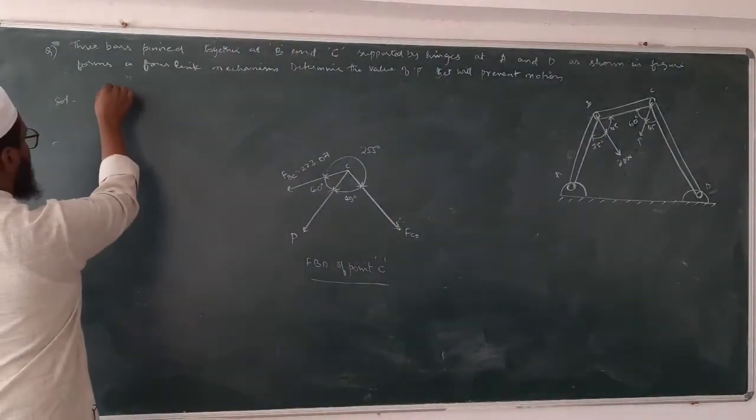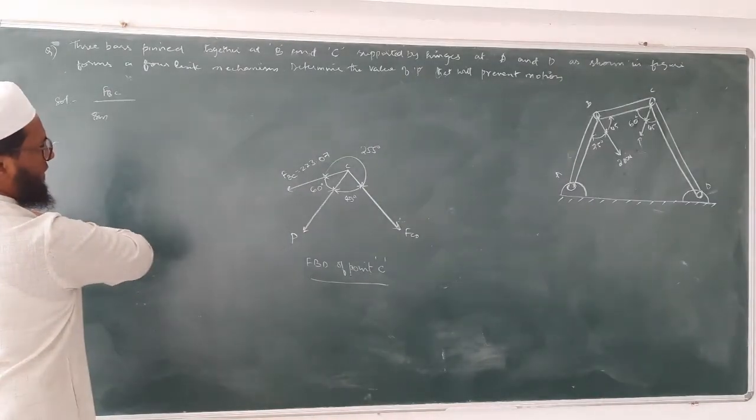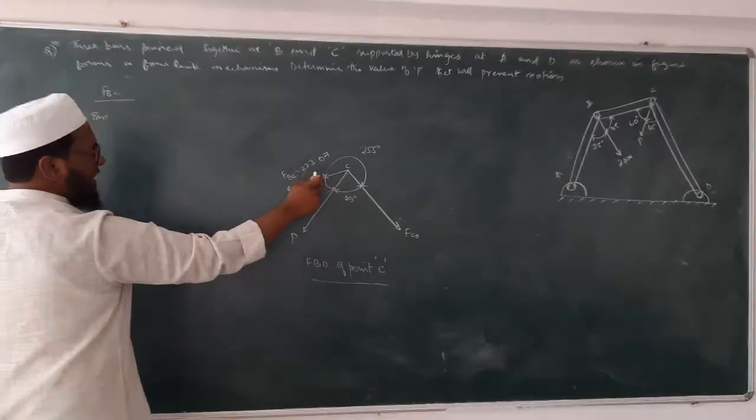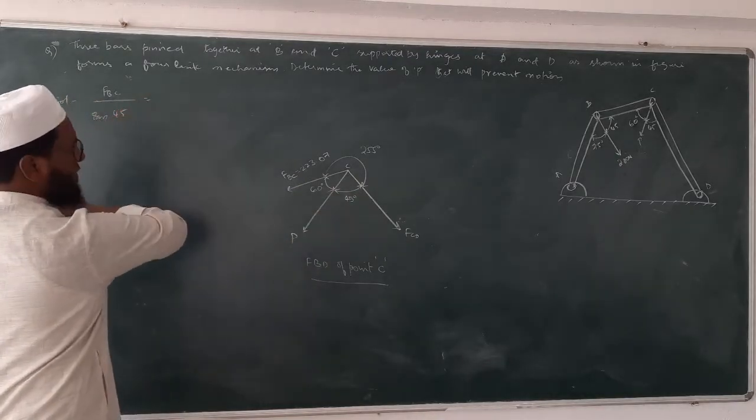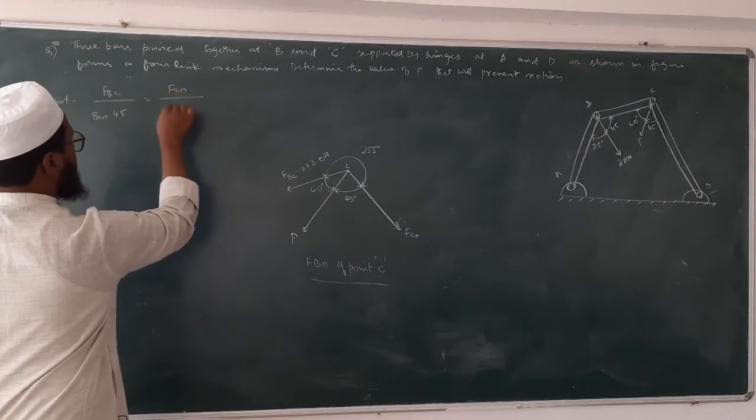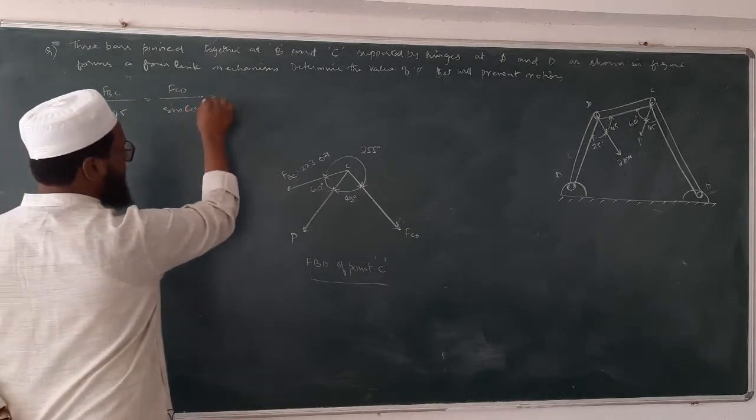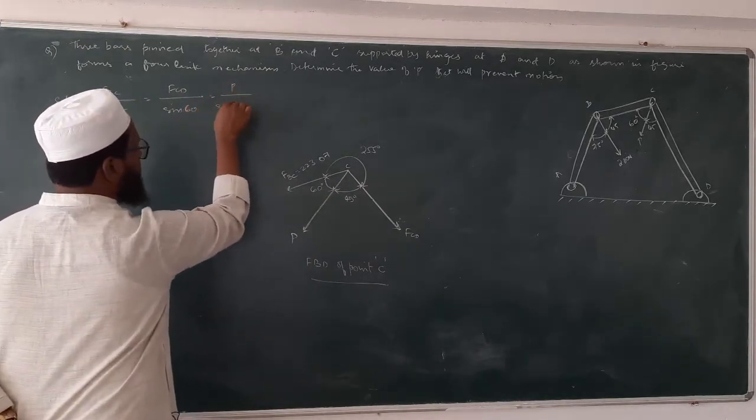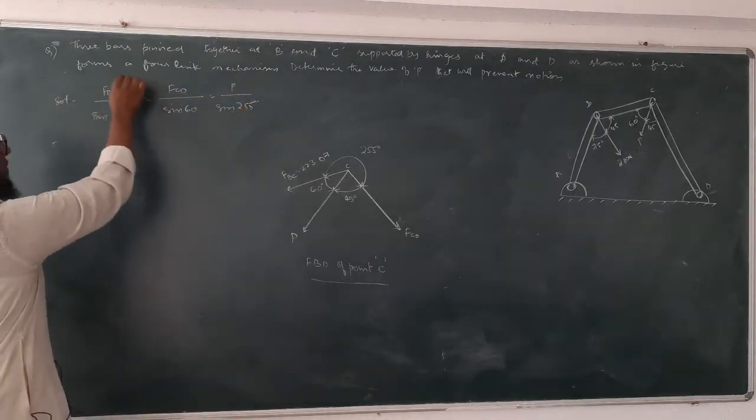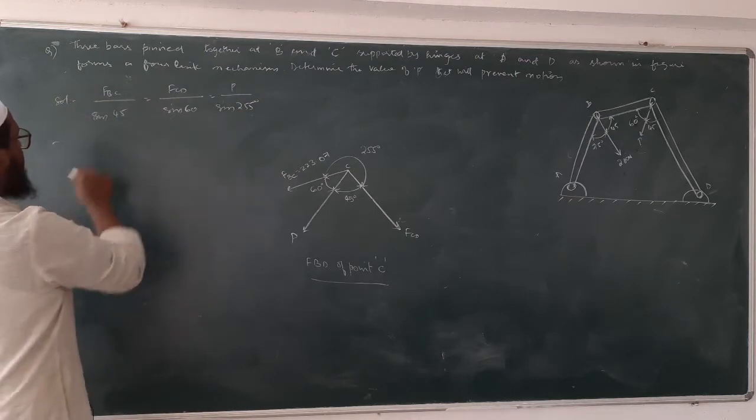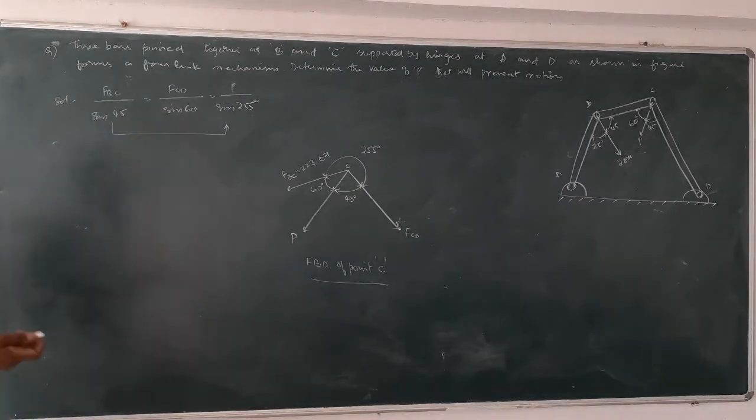Now we can calculate the value of P, that is FBC by sine of angle between other two forces. Sine 45 is equal to FCD by sine of angle between other two forces. Very good. 60 is equal to P by sine 255. Now we know the value of force in member BC, isn't it? What is that? 223. So simply equate these two terms, you will get the value of P. No need to calculate the force in CD also.